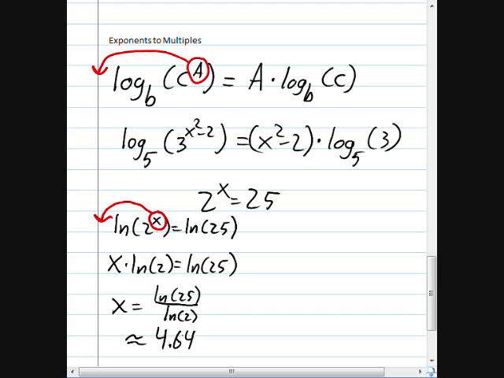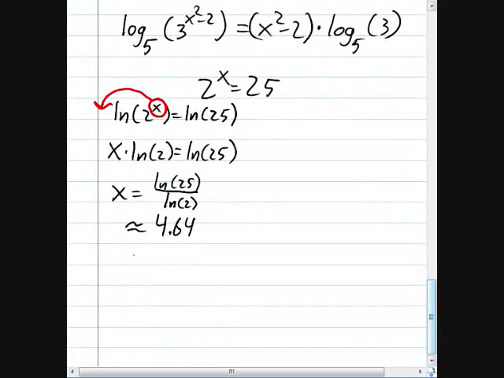Now I can check my answer. I can take 2 raised to the 4.64, and it should be equal to, or at least approximately equal to 25. Now if I plug in 2 raised to the 4.64, I'll find that this is approximately equal to 24.93. So I might ask myself, well, why didn't it equal 25? Well, that's because I rounded the value of x. If I wanted to get 25 exactly, I would have to keep x as the natural log of 25 divided by the natural log of 2. Or if I wanted a value closer to 25, I could have kept more accuracy on my x, more than just 2 decimal places.